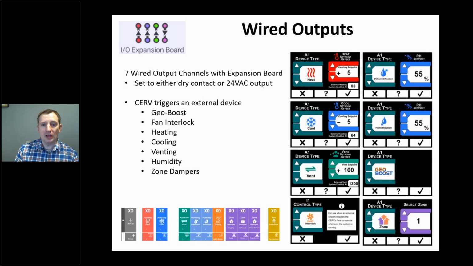Likewise, the wired outputs then are the CERV using its internal readings, and then these settings are set so you can control external devices. And you can see here that GeoBoost is the ground loop heat exchanger. That's one that can be configured to it. The CERV is looking then, is it better to use the ground loop heat exchanger to precondition the air or just have that off to bring in fresh air directly without preconditioning it. So you can set this output to control a circulation pump to do those things.